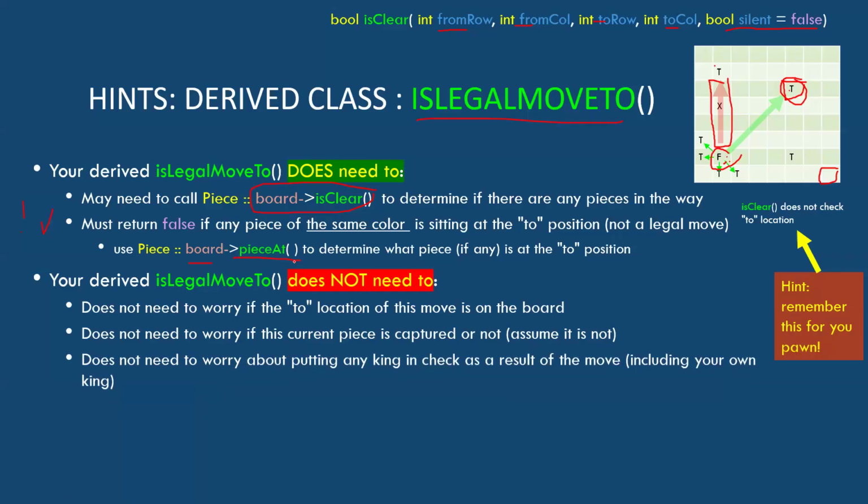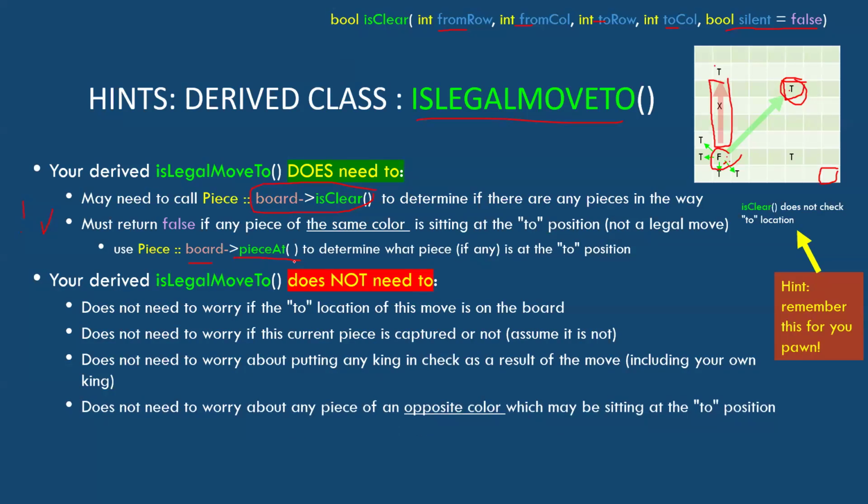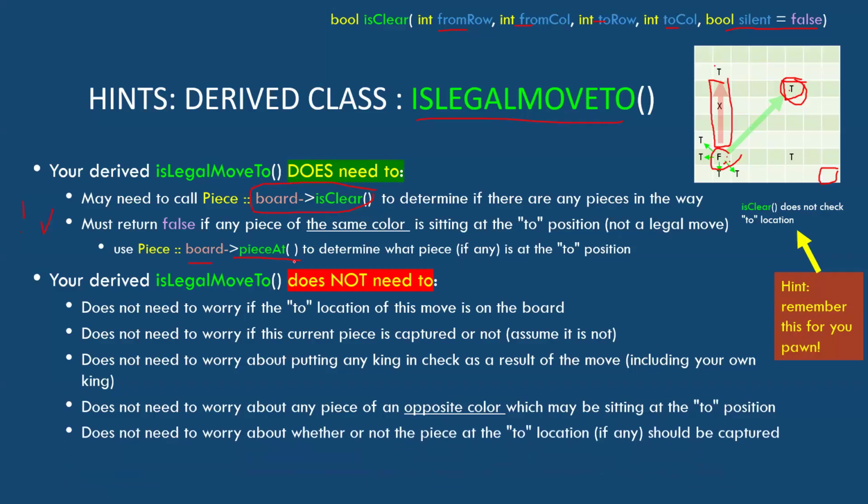You don't need to worry about putting the king in check, because that is being handled outside of this sort of method. And you don't need to worry about any piece of the opposite color. You don't have to worry about capturing something. That is handled also generically by the base class. And you don't need to worry about if the thing, well, that's kind of the same thing, right? So just keep in mind, you're checking if your piece can move, and a lot of that other stuff is really handled by the move to class. That's the beauty of having a base class that handles all the common stuff for us.